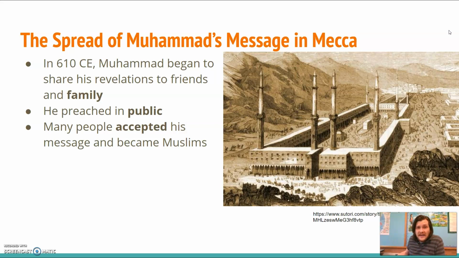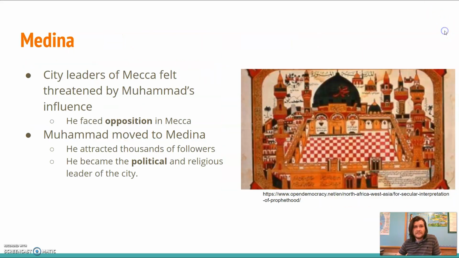Muhammad started to spread his message in Mecca. In 610 CE, Muhammad shared his revelations with friends and family, and he actually started preaching in public. And many people accepted his message and became Muslims. But certain city leaders of Mecca felt threatened by Muhammad's influence, so he ended up facing opposition in Mecca. So what did he do? He moved. He moved to the city of Medina, and when he was there, he kept preaching his teachings and attracted thousands of followers, and he became a political and religious leader of Medina.